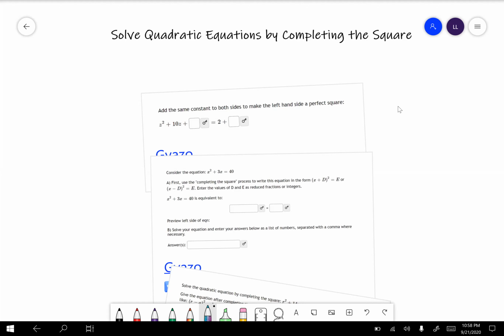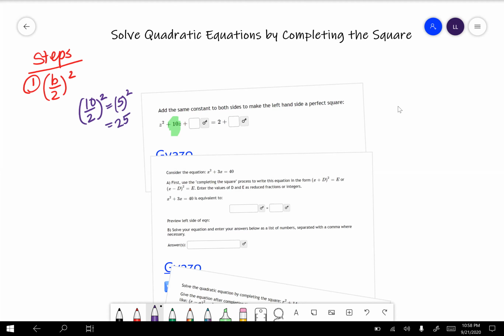If you recall, the first step to completing the square, and it doesn't change, is identify b, and we're going to do b over 2 squared. So first of all, we've got to identify our b. Our b here is always with our linear term. So in this case, it's going to be 10. So we're going to take 10, divide it by 2, and square it. So 10 over 2 is 5, and 5 squared is 25.